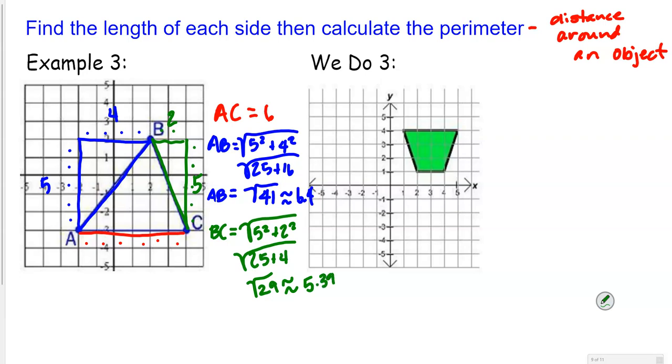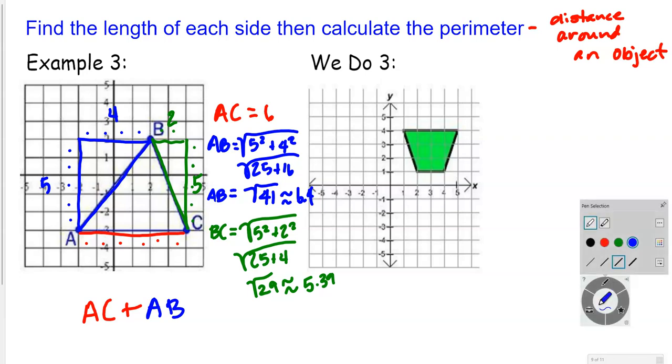Okay, now what are we going to do with all three of these sides? Because we want the perimeter. We have to do AC plus AB plus what? Plus BC, right? So we're just plugging numbers, yes?